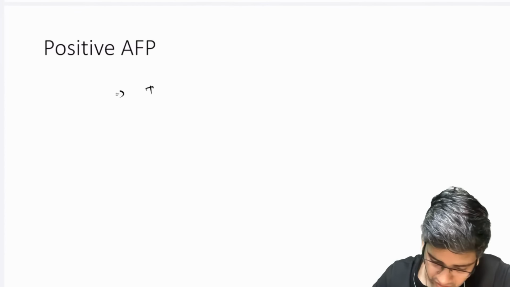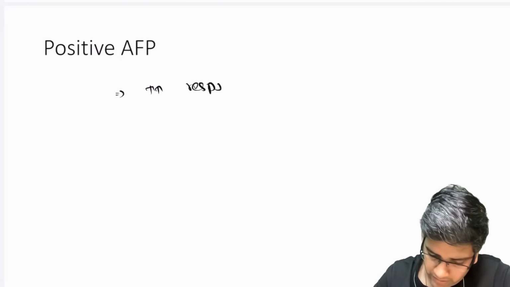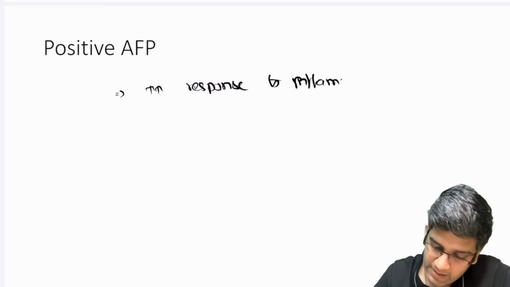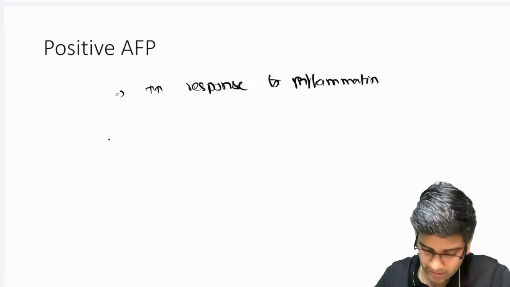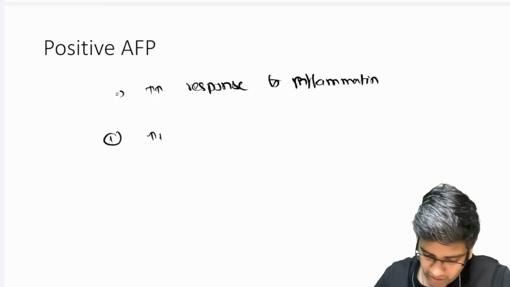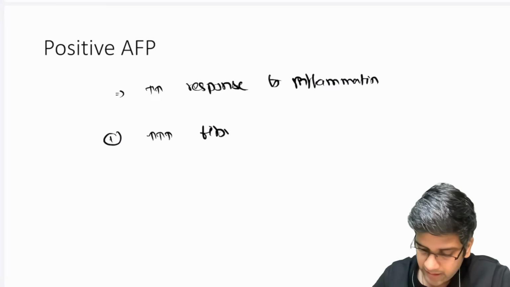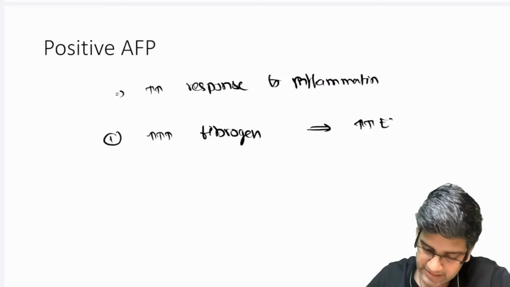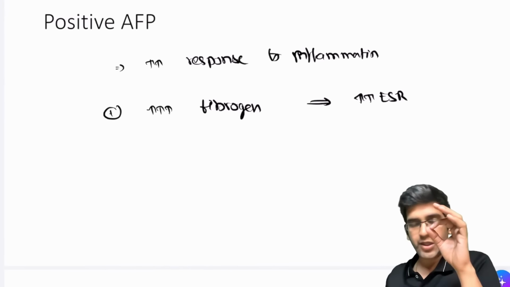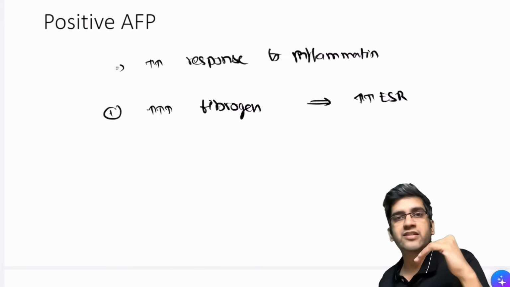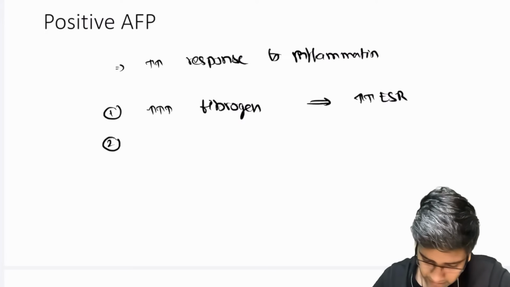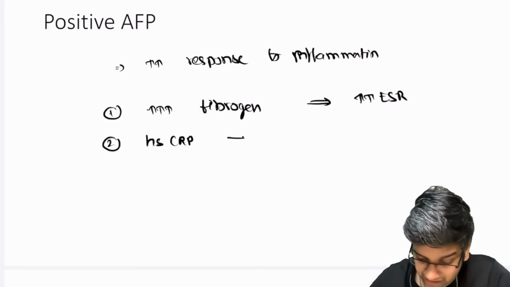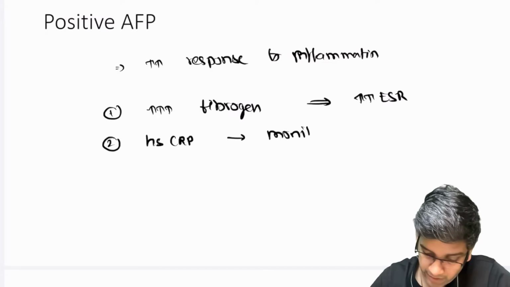Now let's go to positive acute phase reactants. These are the ones which increase in response to inflammation. These are more important than my albumin or transthyretin. Those are negative, right? First example is elevation of fibrinogen. The elevation of fibrinogen is going to directly correlate to an increase in the ESR during inflammation, because fibrinogen neutralizes the zeta potential and increases the sedimentation rate.